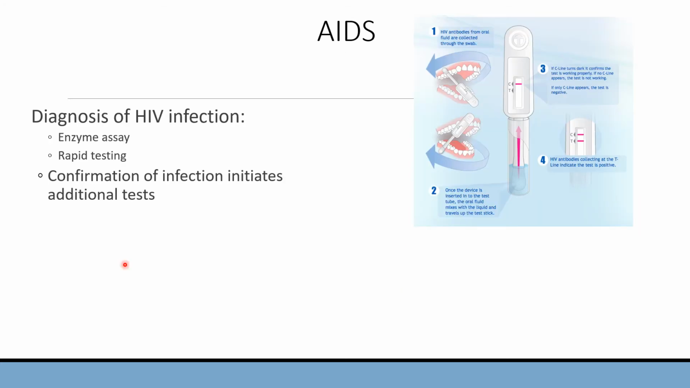Okay, so how do you diagnose AIDS? Well, in the past, it was performed as an enzyme assay, which is a labor-intensive assay. An assay is just a test, and so it's a labor-intensive test that requires confirmation. Okay. But now we rely more heavily on rapid testing, so this can give us almost immediate results.